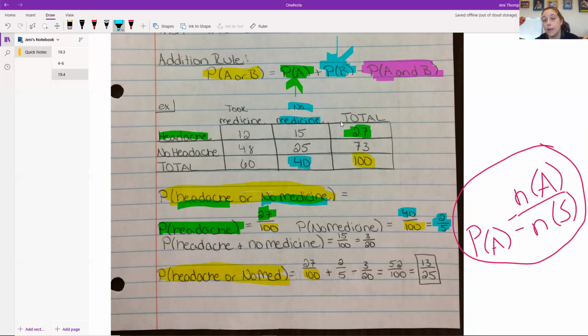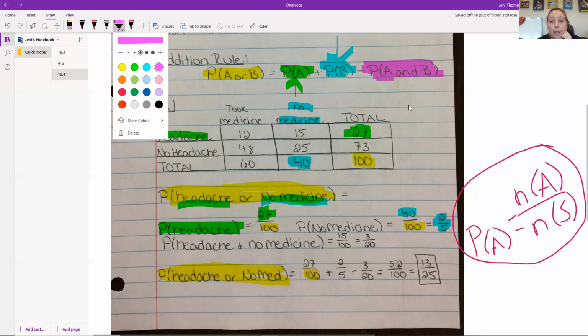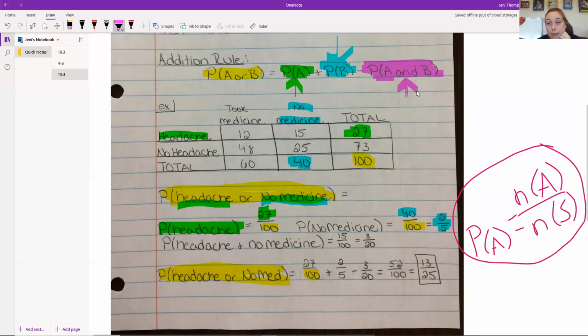This information is right here in the table for us. We don't have to guess. We don't have to do any calculating. It's right here for us. So no medicine, it doesn't matter if they had a headache or not. It's just that they didn't take medicine, and that's 40 out of 100. Okay, let's take a look at A and B. A is headache, B is no medicine. So headache and no medicine is right here, 15. So 15 out of 100.